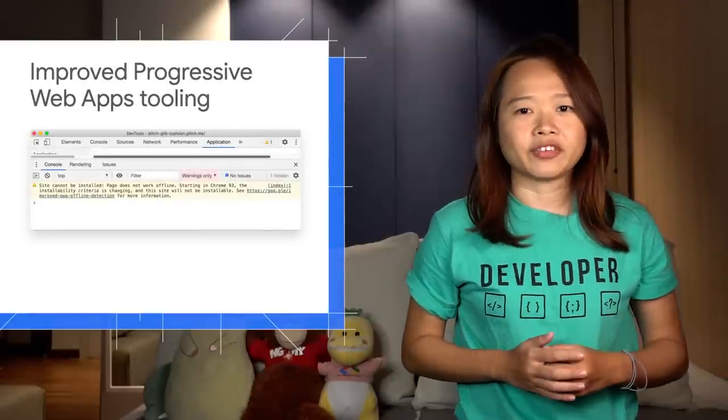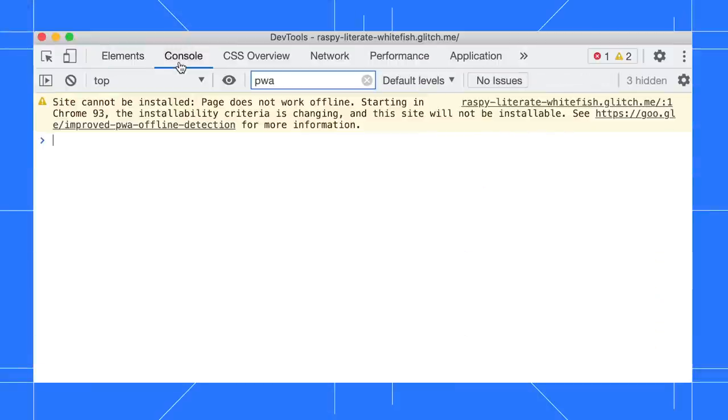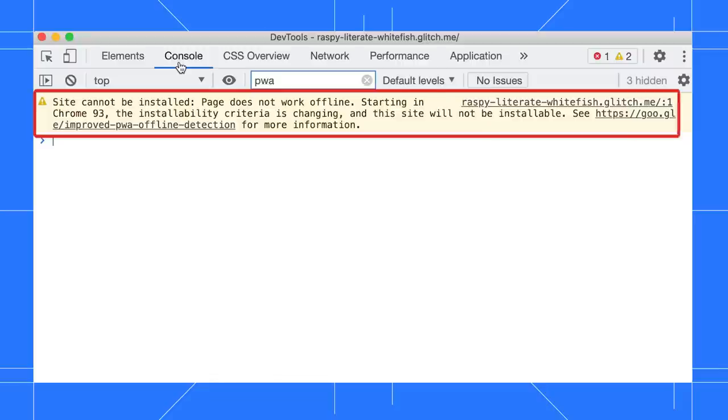Next, a couple of improvements on Progressive Web Apps tooling. Open the Console. DevTools now displays a more detailed PWA installability warning message. It provides a link to the documentation helping you solve the issue.